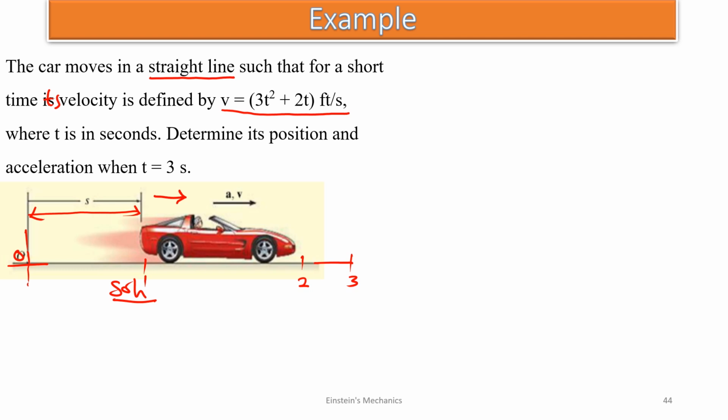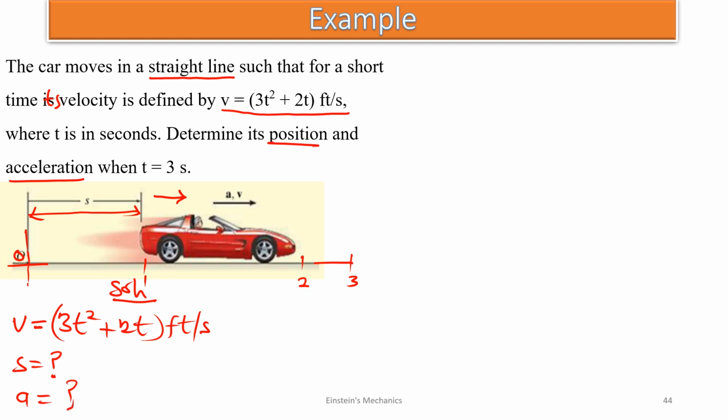So here, you identify your function, which is v as 3t squared plus 2t, and the unit is feet per second, or we can get it as meter per second. So our t is in seconds, and we should find the position, which is x, is unknown, and the acceleration, the a, is also unknown at a point t is equal to 3, where t is 3 seconds. So straight away, we'll check the rules. If we have velocity and we want acceleration, what do we do?